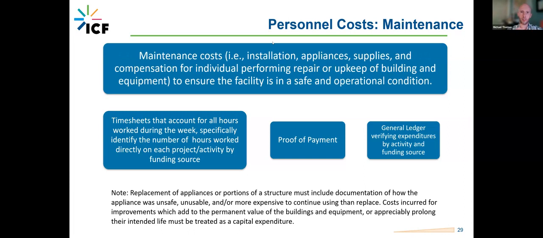All right, so we're on maintenance. I talked a little about maintenance before. This time we're talking about maintenance that's performed by personnel on your payroll. So that's the distinction there. And we're talking about personnel doing the same types of things that we talked about earlier, so maintaining the facility or appliances to ensure that it's safe and operational. It is the same three things that Gordon just talked through. You need a timesheet showing how the hours are accounted for and how they are allocated to the ESG project. So you need that same kind of timesheet for these personnel. You need the proof of payment and you need your general ledger records.